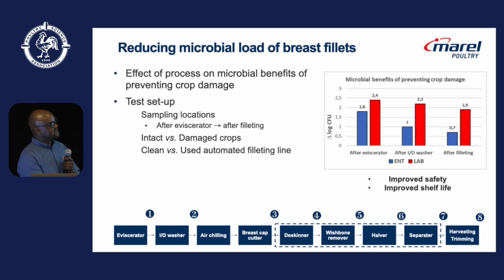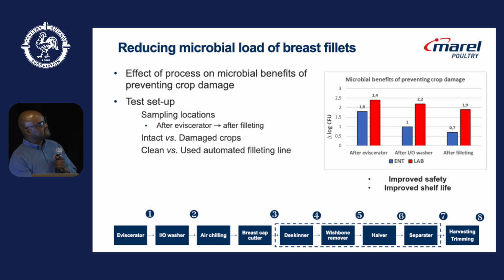I will make it brief. The results we obtained are shown here. These results show what we call the microbial benefit of preventing crop damage, which is the difference between contamination levels when we have crop damage compared to when we have intact crops. And you can see that, although the benefits do decrease over time in the process, they still remain quite large, or significant, at the end of the process.